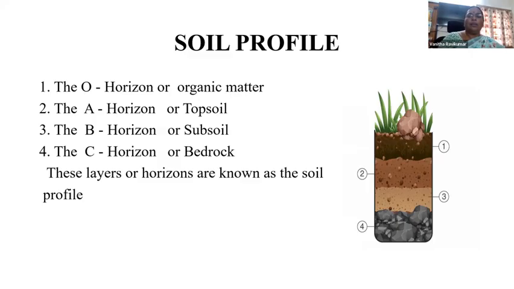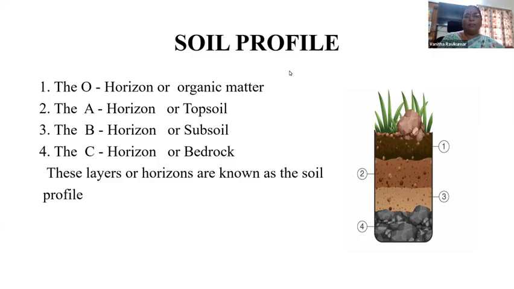This is layer 1, 2, 3, 4. Many layers are there, but I will note down only the important layers. The topmost layer is the O horizon, that is the organic matter. Next is the topsoil and then the subsoil. That is the O, A, B horizons.